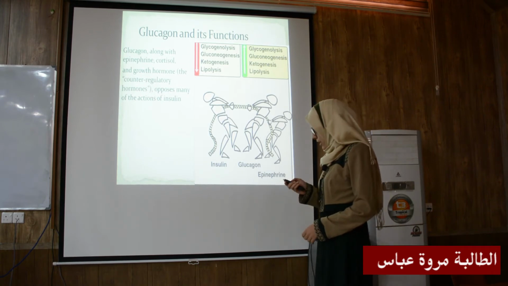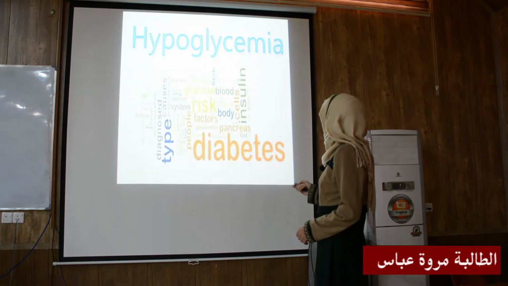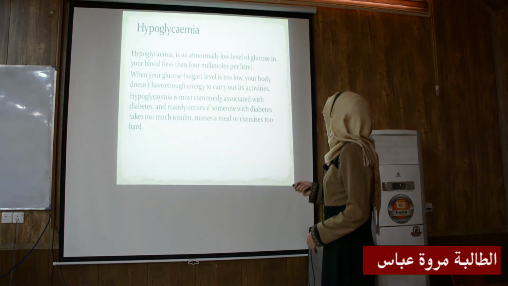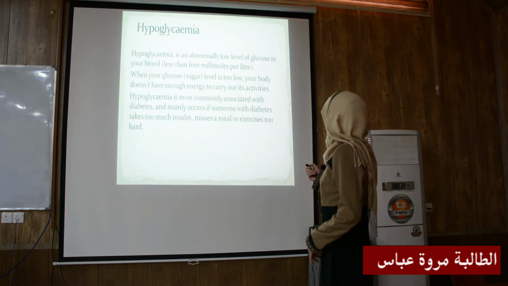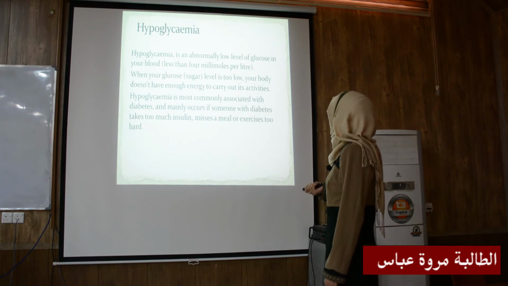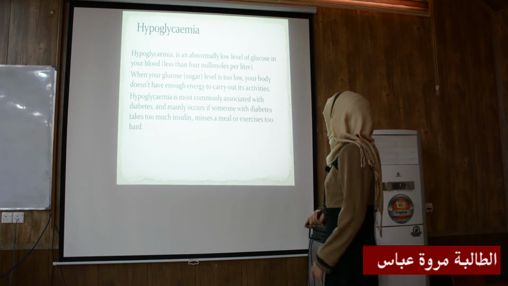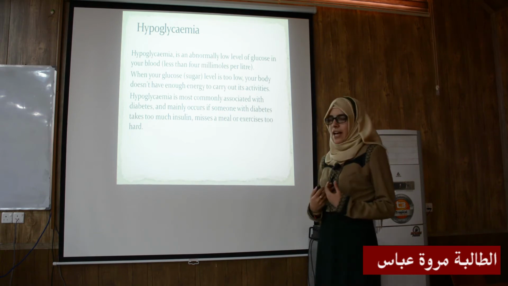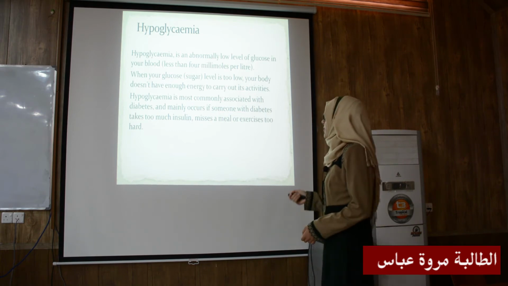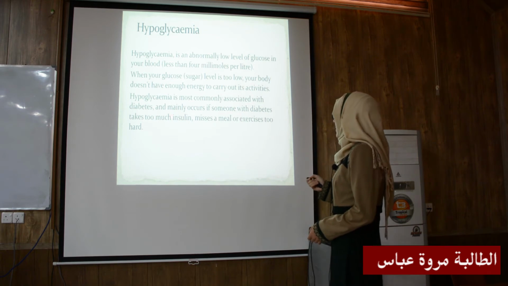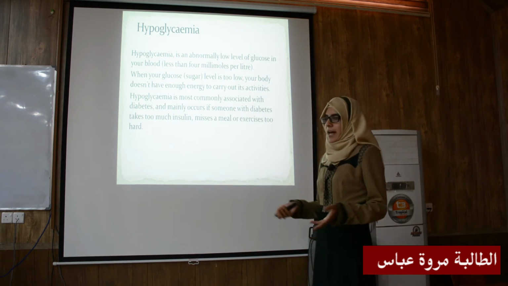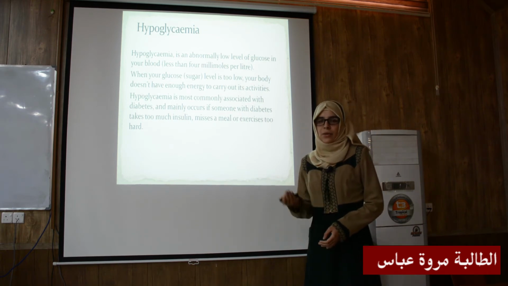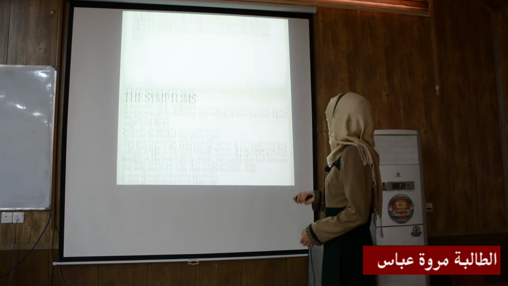Now I will talk about another disease, hypoglycemia. Hypoglycemia is an abnormally low level of glucose in your blood, less than 4 millimoles per liter. When your blood glucose level is too low, your body does not have enough energy to carry out its activity. Hypoglycemia is most commonly associated with diabetes. It is mainly caused when someone with diabetes takes too much insulin.